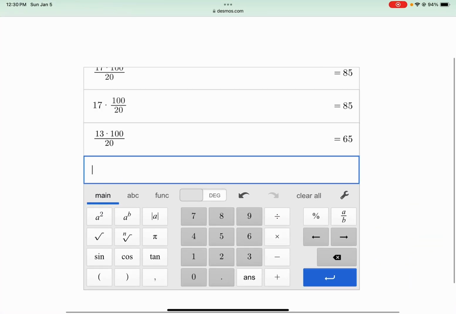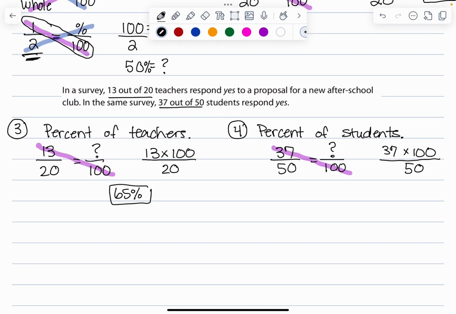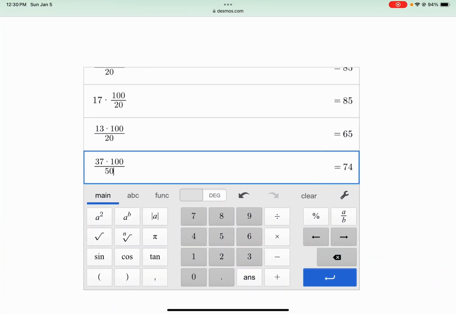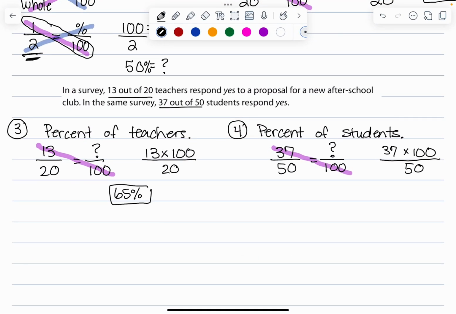Whenever we're doing this, it is not always that we multiply by 100. We will see that down the road tomorrow when parts and wholes are missing, that will have different values. So I got 74, and this is percent, so this would be 74% of students are in favor of the after-school club.